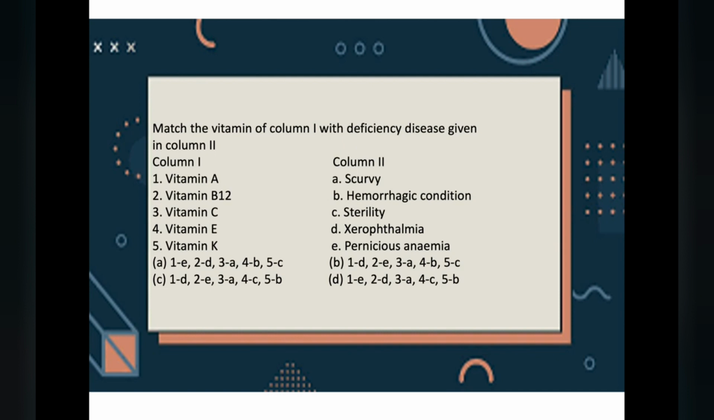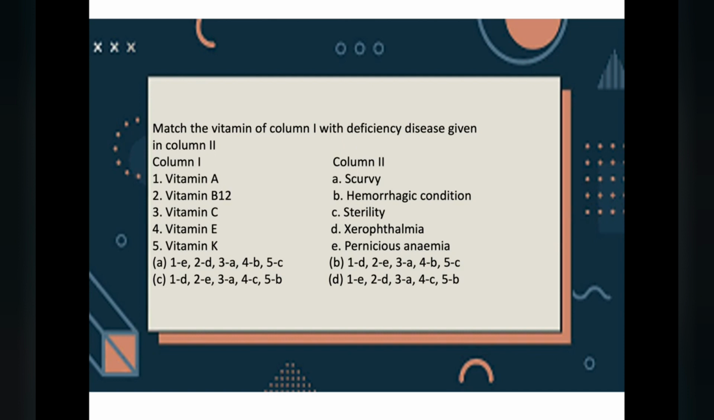Then pernicious anemia. What is pernicious anemia? It's also known as Addison's anemia, and it results in a decrease in red blood cells when the body cannot absorb enough vitamin B12. So here we have four options. Now what will be the correct option? The correct option will be C.